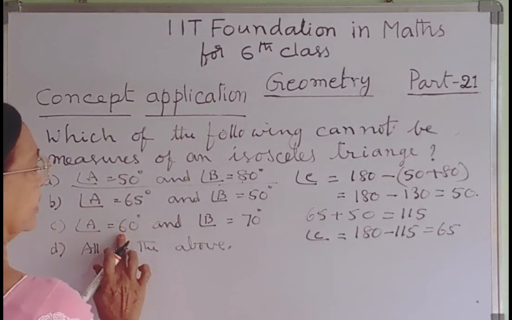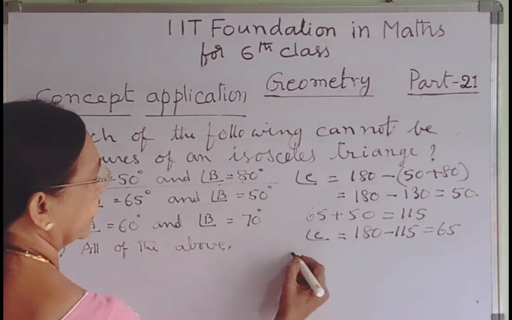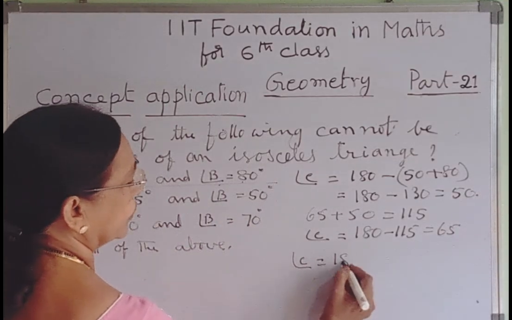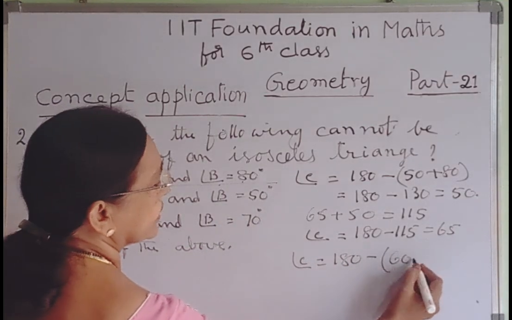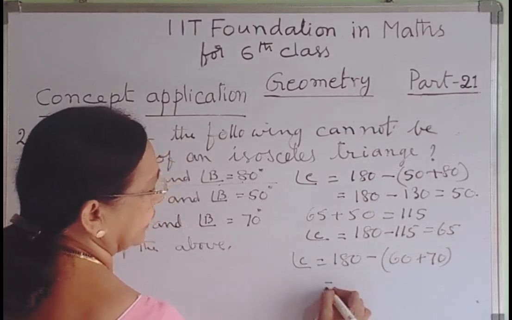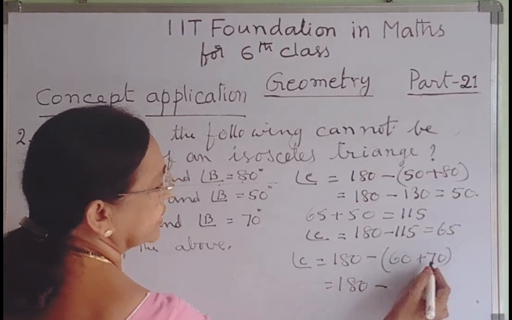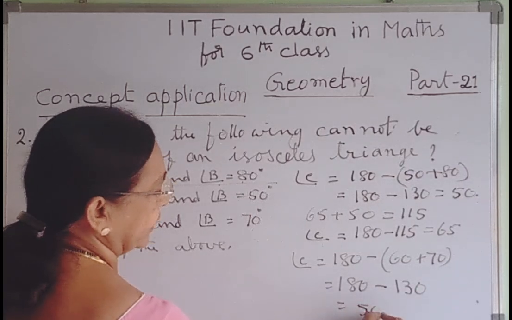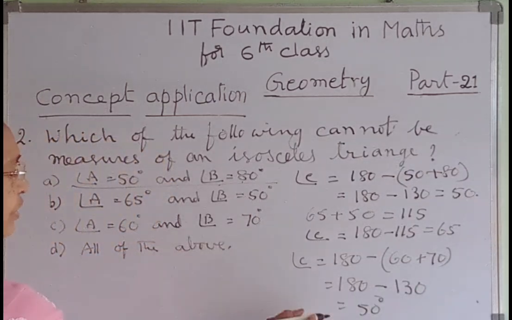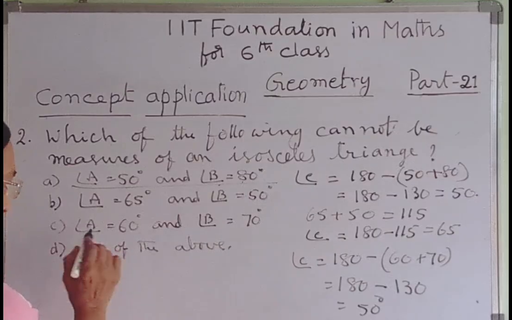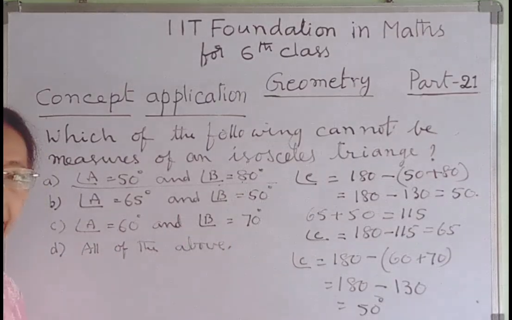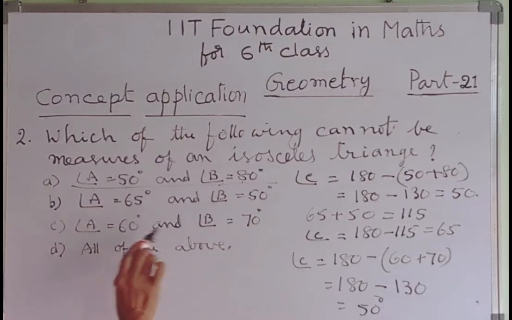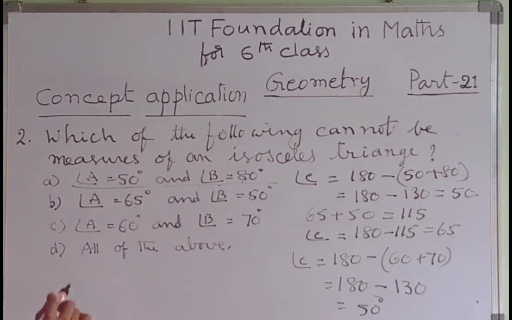Next, angle A is equal to 60, B is equal to 70. Then angle C is equal to 180 minus (60 plus 70). That is equal to 180 minus 130, which is 50 degrees. Therefore, angle C is equal to 50, with A 60 and B 70. Therefore, these measures cannot be for an isosceles triangle. They cannot be the measures of an isosceles triangle.